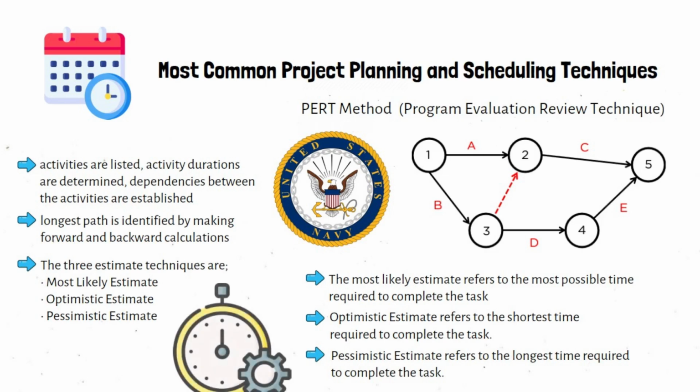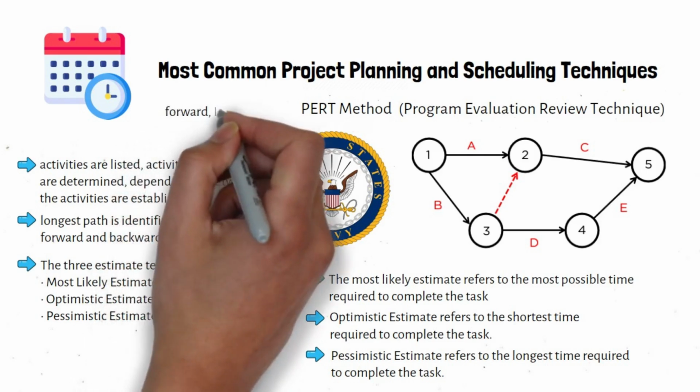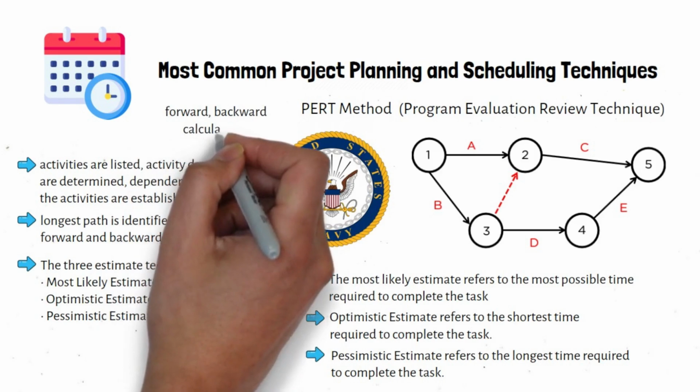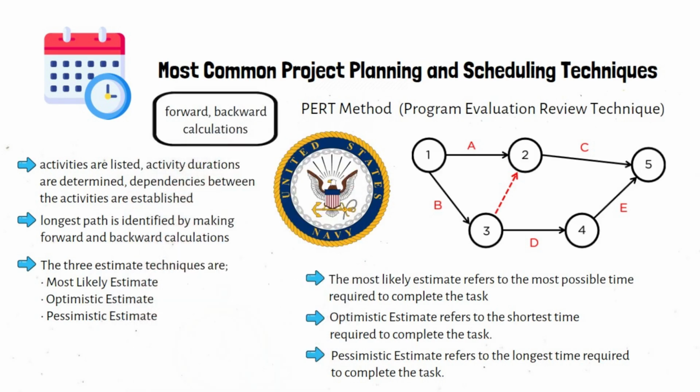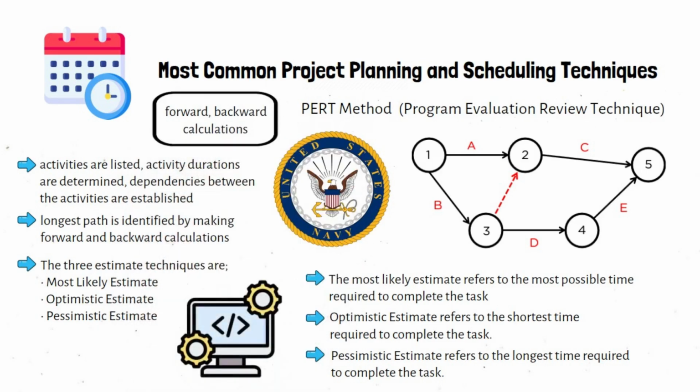In PERT method, project completion time relies on the calculation of the expected duration for each activity. The critical path method is used in conjunction with the PERT method. You can determine the critical path of the project by performing forward, backward calculations. However, PERT is a time-consuming method that requires software to implement.